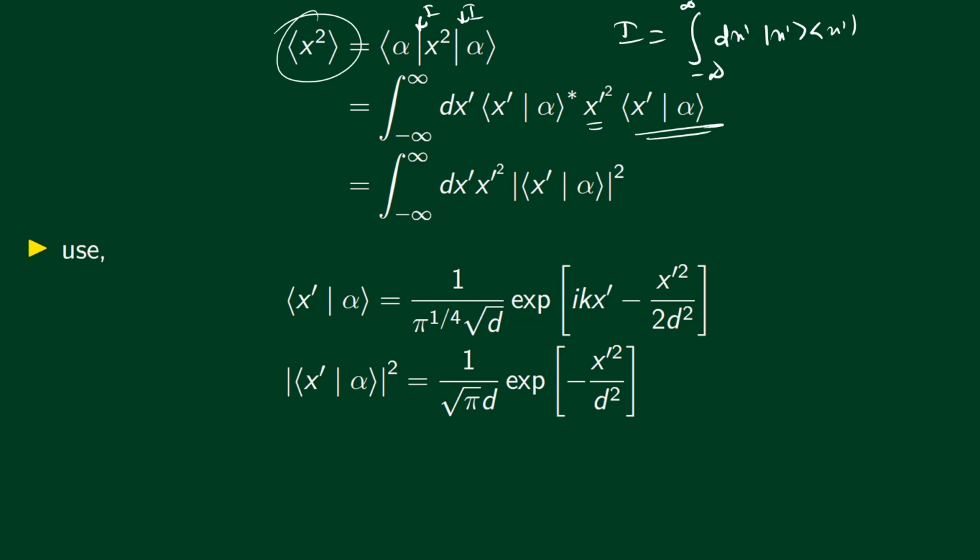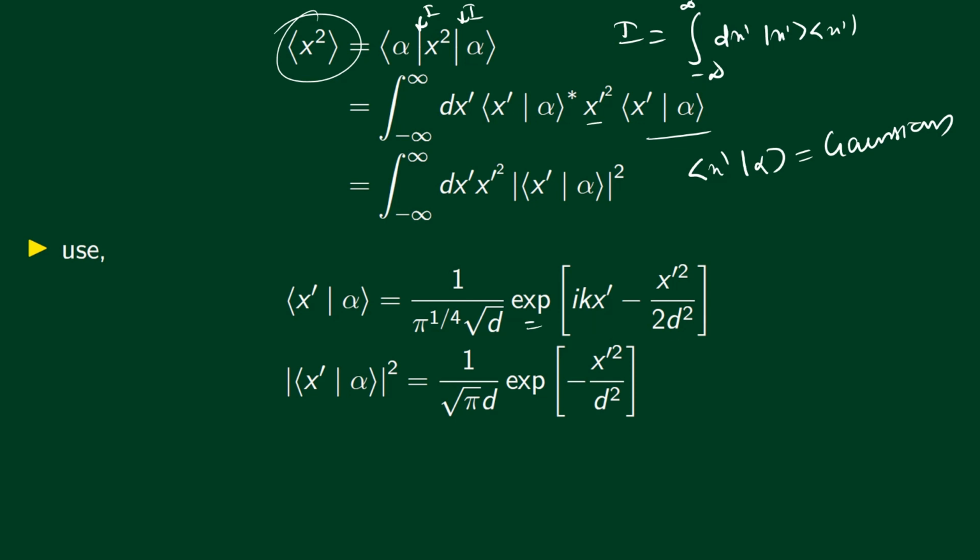All right, now because what we have here is the complex conjugate of this term, we can write this as integral minus infinity to infinity dx prime x prime squared modulus square of bra x prime ket alpha. Here the wave function bra x prime ket alpha that we are talking about is the Gaussian. And the Gaussian wave function that we started with was 1 divided by pi raised to 1 by 4 square root of d exponential i k x prime minus x prime square divided by 2d square.